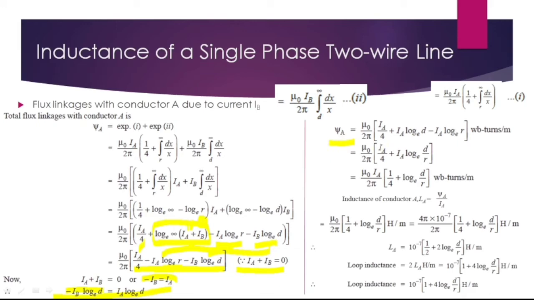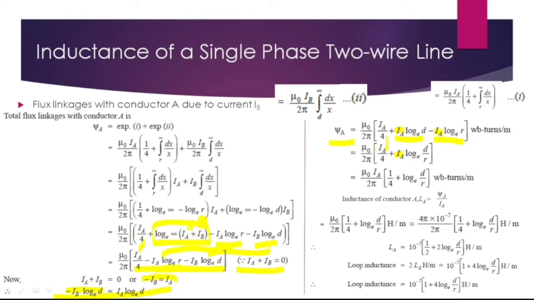It can be further simplified. Observe clearly, mu naught by 2 pi, IA by 4 is the positive term and this one is the negative term. For these two we have IA as the common value, so I am taking IA common, and log D base e minus log R base e. We have the minus here, that's why this term is log D by R base e.